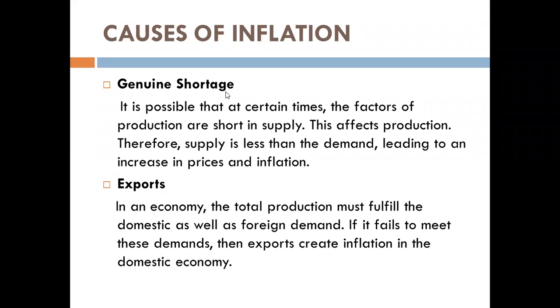Next part is genuine shortage. It is possible that at certain times the factors of production are short in supply. Sometimes our supply will be short. This affects the production. If we do less supply, automatically the production will be reduced. Supply is then less than the demand, leading to an increase in price and inflation. Means if the supply is less, then also the price of the product is increasing, and it gives birth to inflation.